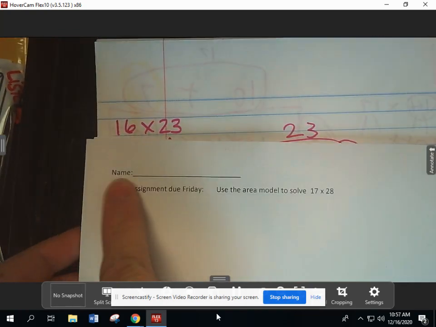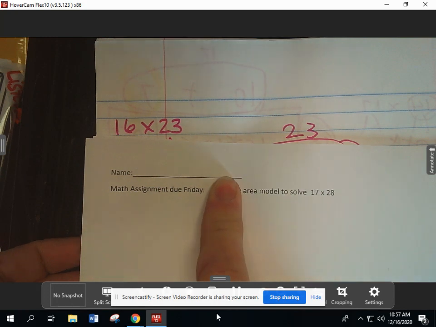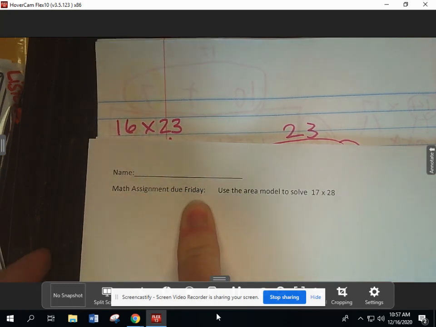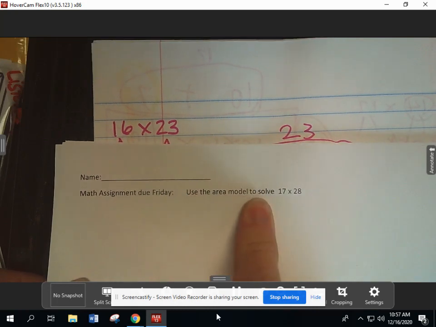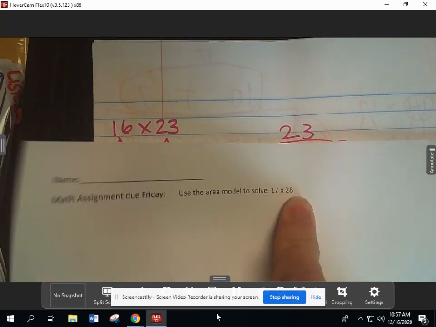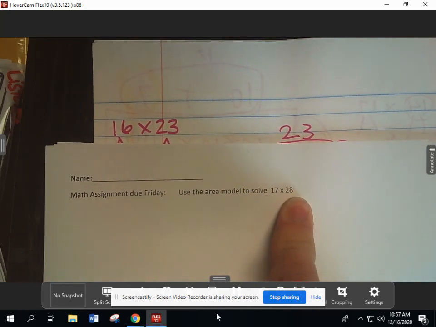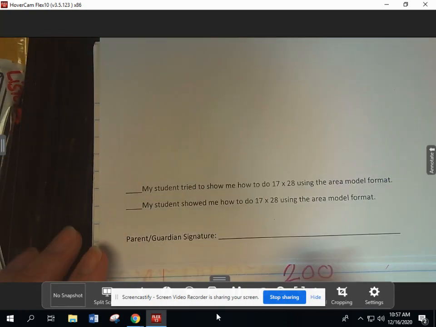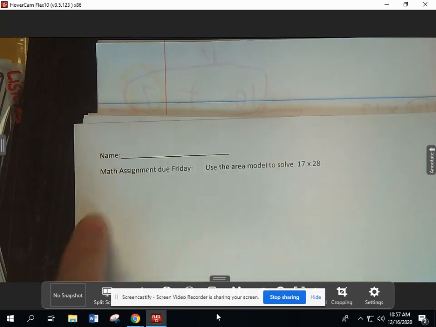First of all, you have to put your name, because otherwise I don't know who you are. It says math assignment due Friday. It's going to say use the area model to solve 17 times 28. See, it's not real big numbers. Down on the bottom, this is what your parents see, and this is the area you use.